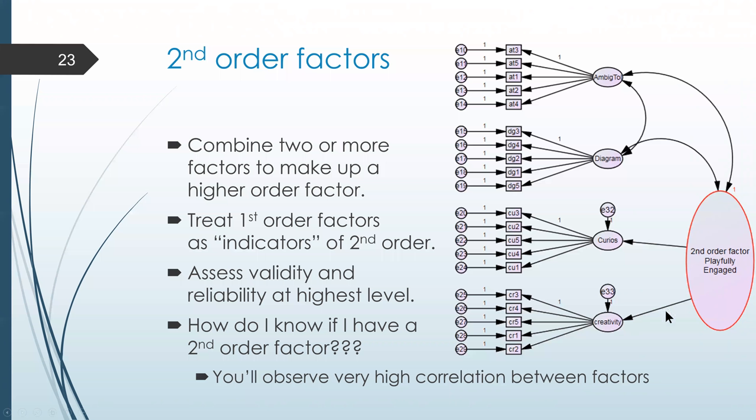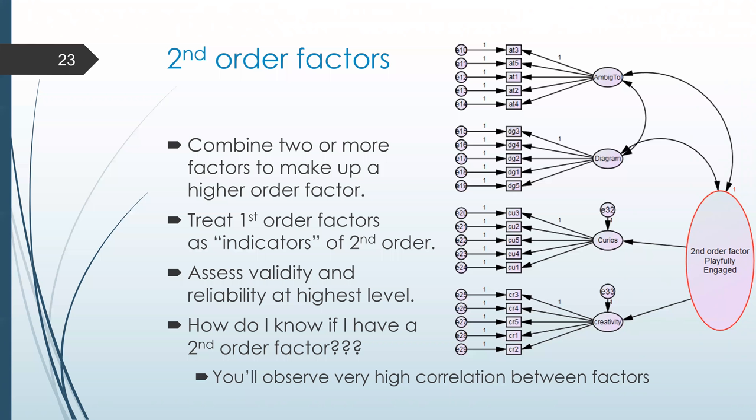Curiosity and creativity happen to be very highly correlated. The more curious you are, the more creative you typically are. The more creative you are, the more curious you typically are. And so when we run them through an EFA and through a CFA, they don't separate. They hold together really strongly. And so we would say that these are part of a second order construct.